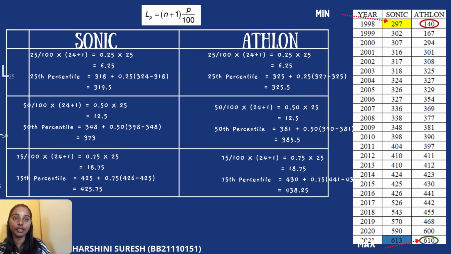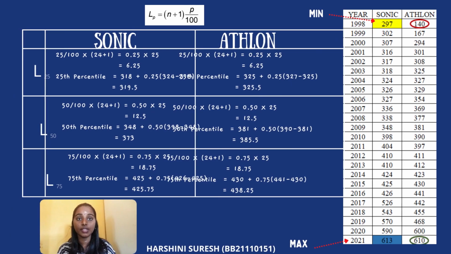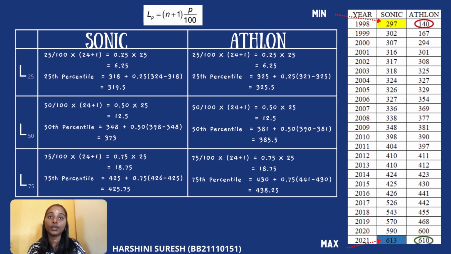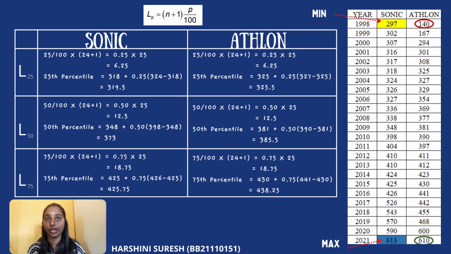Next, we will calculate the 25th percentile, 50th percentile, and 75th percentile for both firms. To calculate the percentile, we will use the formula LP equals (n plus 1) times P over 100. First, we will start with the Sonic. To find the 25th percentile, we will take 25 over 100 times the total observation, 24 plus 1. We will get 6.25. From the data set, the 6th rank for Sonic is 318.